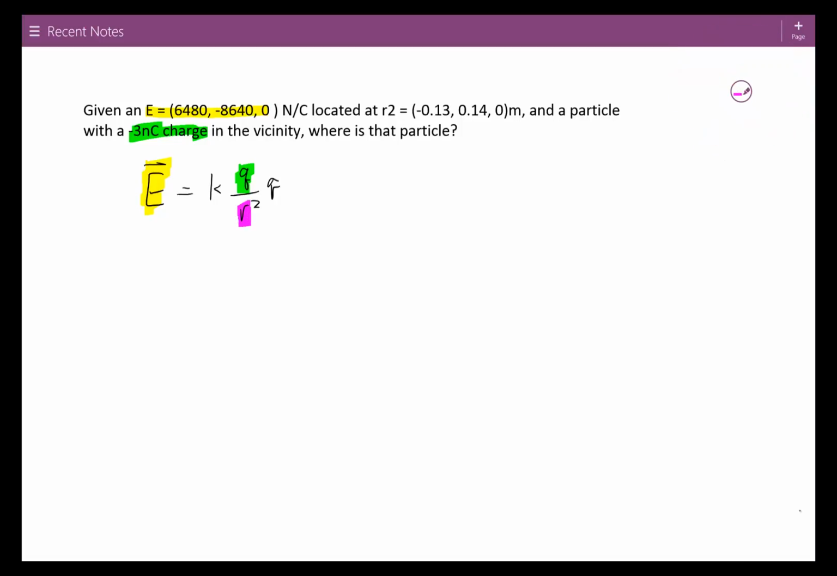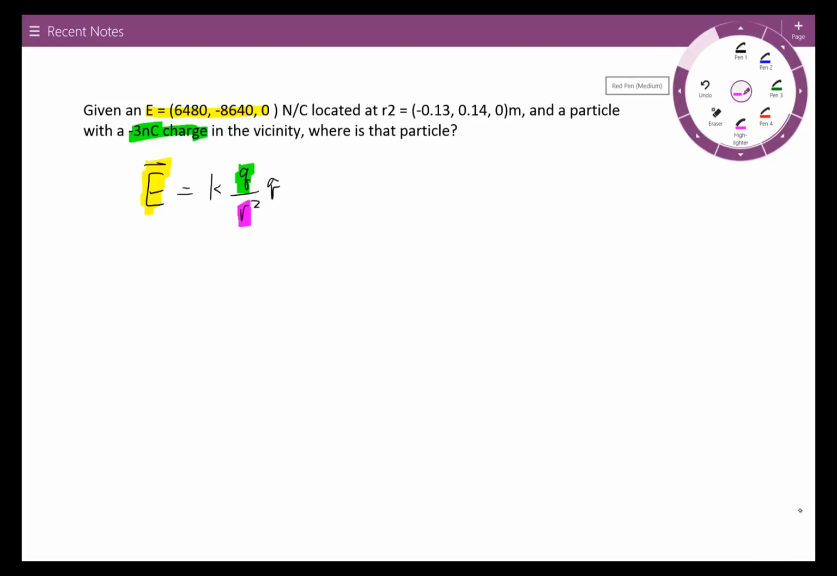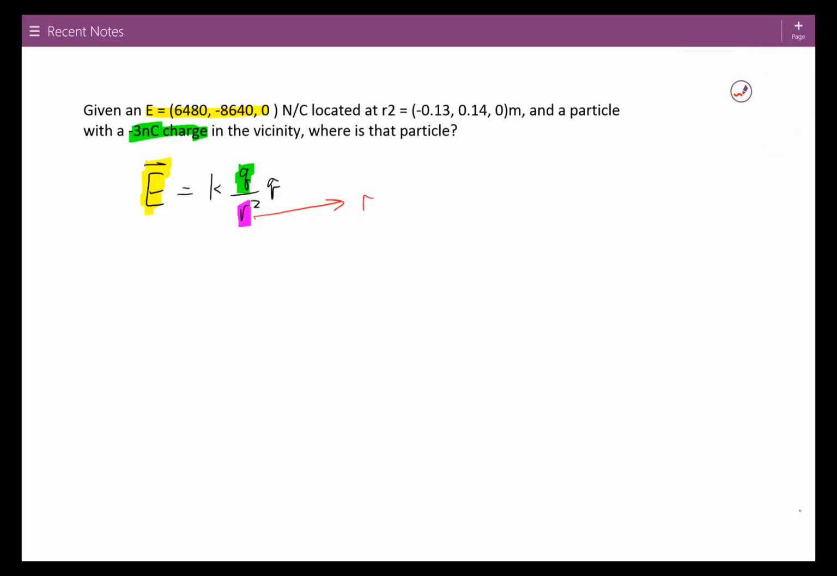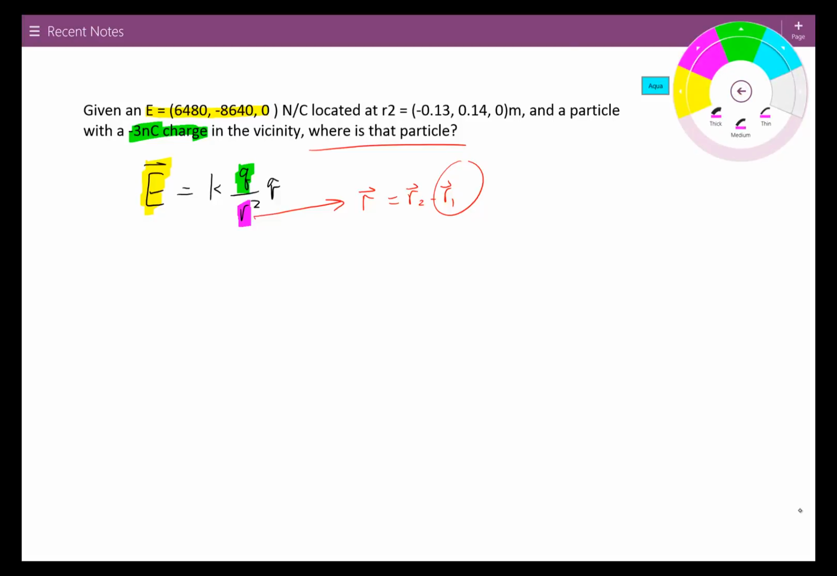We don't know R. In fact, let's switch colors here. R, the vector R, has to be R2 minus R1. We're looking for R1. That's our goal. Where is the particle? It's at R1. We have R2, so we can bank on that piece of information. That means we need to find a few things, and one of them would be the magnitude of R.